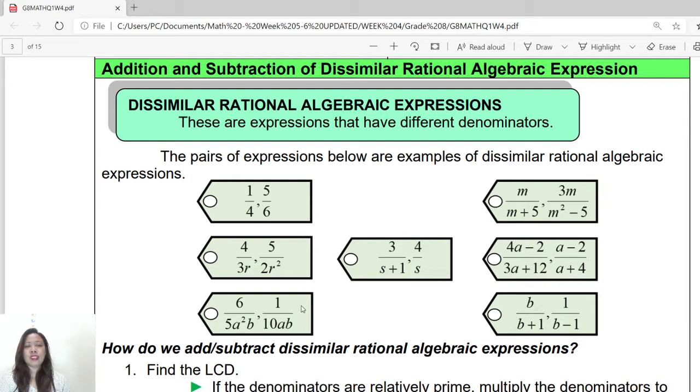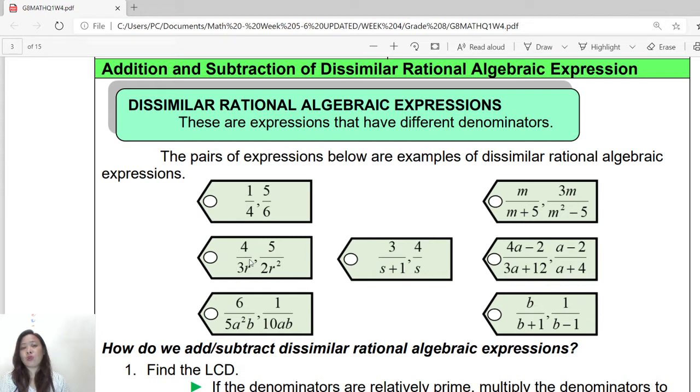Today we're going to discuss addition and subtraction of dissimilar rational algebraic expressions. Dissimilar rational algebraic expressions are expressions that have different denominators. The pairs of expressions below are examples of dissimilar rational algebraic expressions because the denominators are not equal.